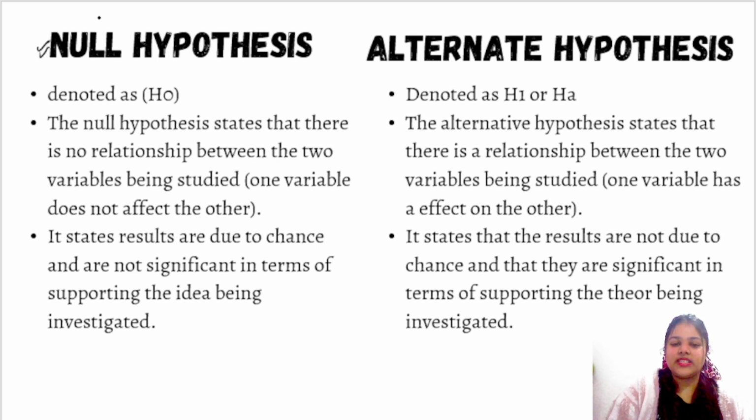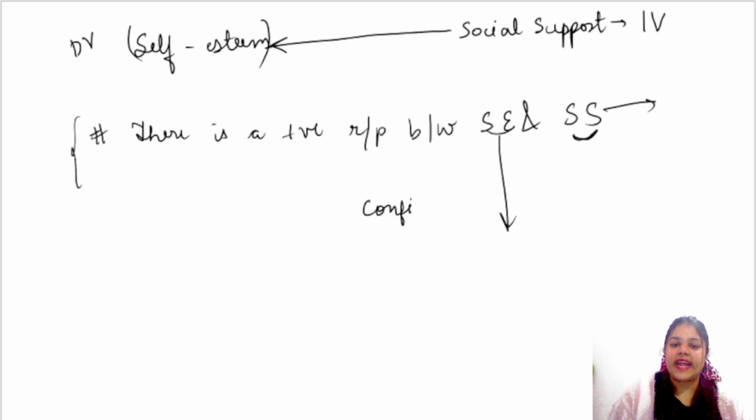So null hypothesis is majorly known as hypothesis of no significance or hypothesis of no significant difference. It is denoted by H0. So basically when I begin by writing my hypothesis, I will make two hypotheses: null hypothesis and alternate hypothesis. In null hypothesis I will write that these variables have no significant relationship.